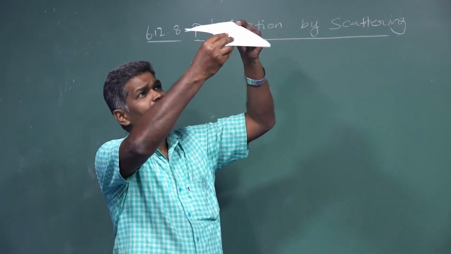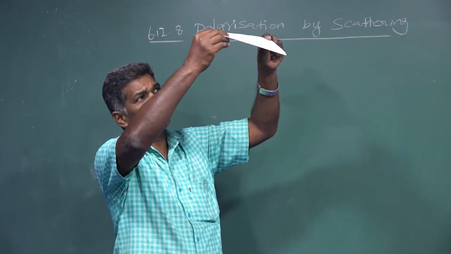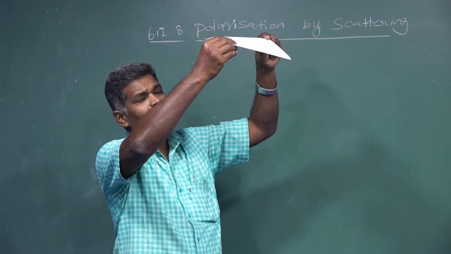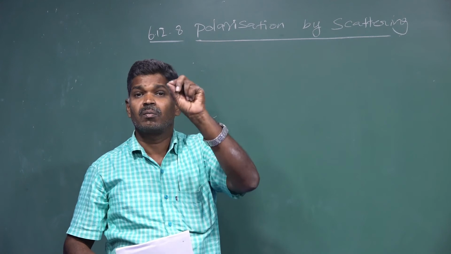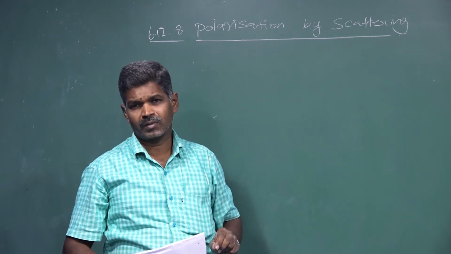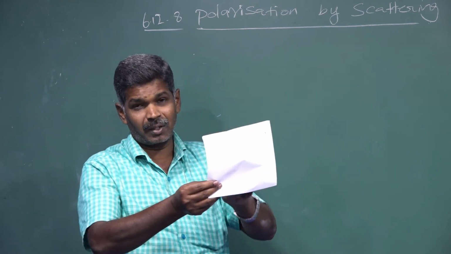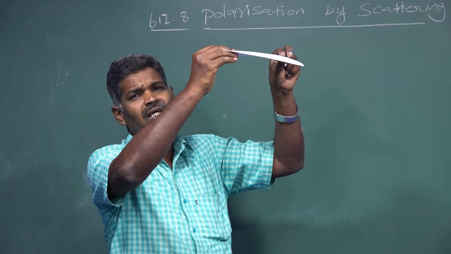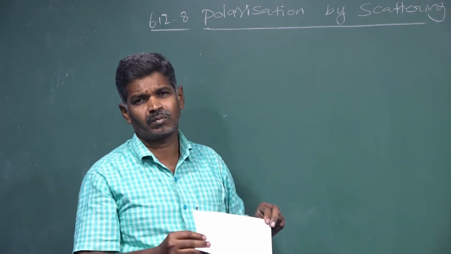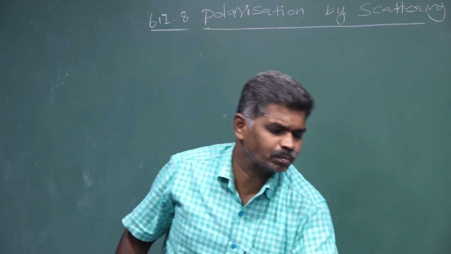If you rotate the Polaroid in different directions, you get a different intensity of plane polarized light. Because of the plane polarized light alone, if you rotate the Polaroid, we get different intensities. So how this happens, we can find out.